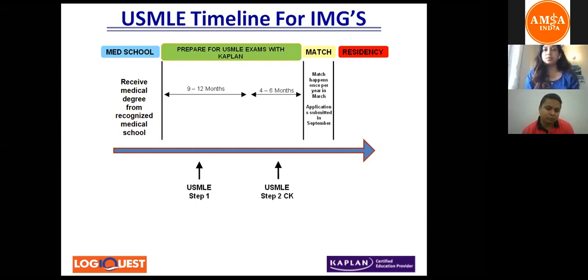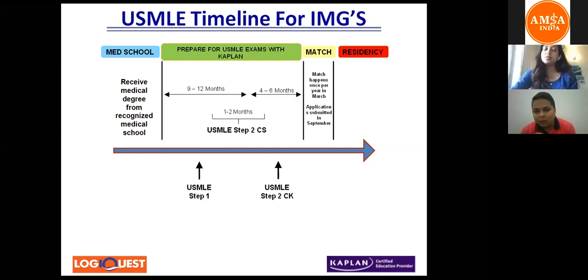Step 2 CK shouldn't take that long, and about 4 to 6 months should be good for your step 2 CK. Since step 2 CK has the final year subjects, you'll be able to deal with it better because you've just dealt with it recently, last year. So that becomes easier, which is why it takes less time, plus fewer subjects when you compare that with step 1. And the last exam that you need to give mandatorily before you become eligible to apply is the step 2 CS exam, which takes not more than 1 to 2 months.